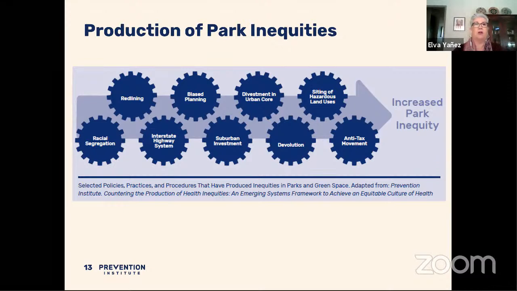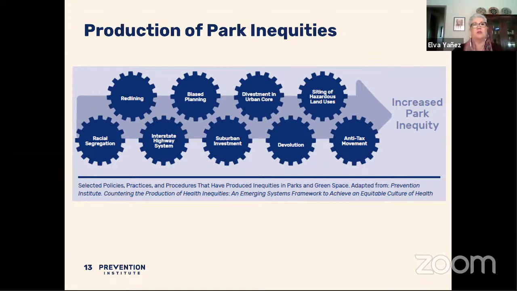Structural inequities are at the heart of uneven distribution of park space, recreational programming, and other resources and services. The graphic here presents these structural drivers as gears, because like gears, the policies and practices underlying park inequities interact with each other and exacerbate each other over time to produce inequities at the community level. Some of the historic factors contributing to park inequities are shown in these gears and include racial segregation, biased planning decisions, exclusionary zoning, racial covenants, and redlining, among others.